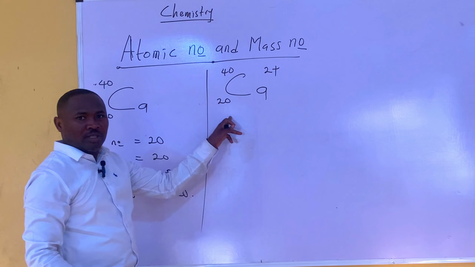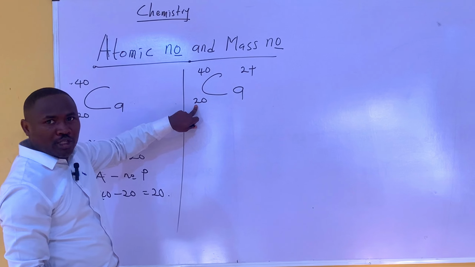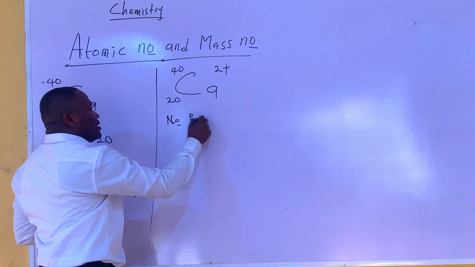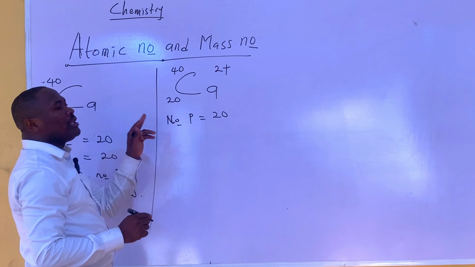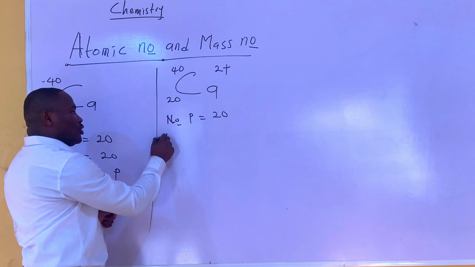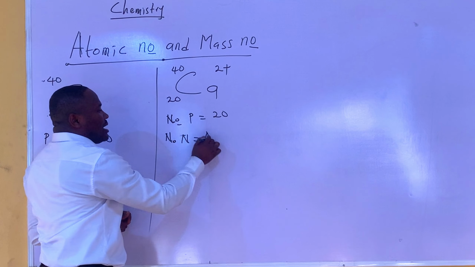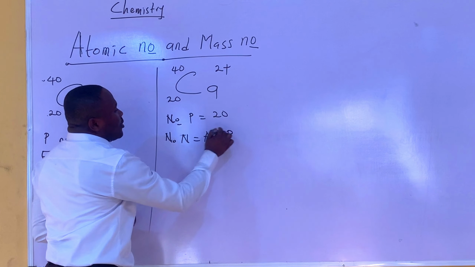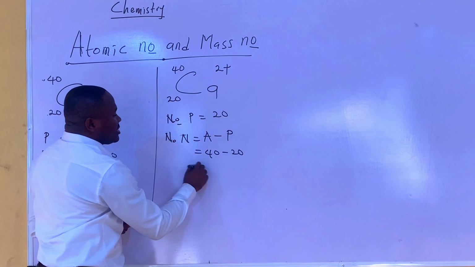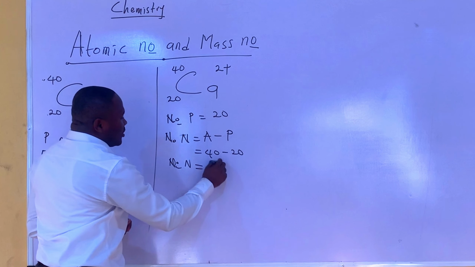Now let's compare with the ion. The number of protons, also called the atomic number, is 20. What about the number of neutrons? I will do that first. As we know, neutron number is equal to the mass number minus the proton number. So it will be 40 minus 20. Therefore, the number of neutrons is 20.